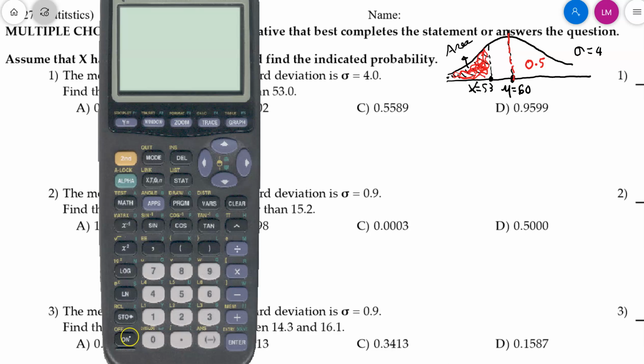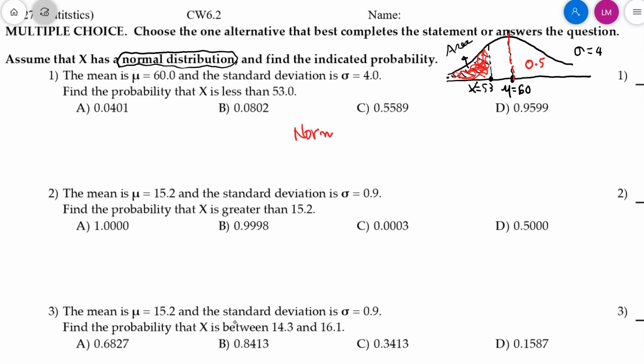Turn on the calculator, and then you need to enter 4 things. Let me show you this first and then explain. So second vars, and then go to number 2, and you need to put 4 numbers. So it is normal CDF, and then you gotta put X small, X large, the mean, and standard deviation.